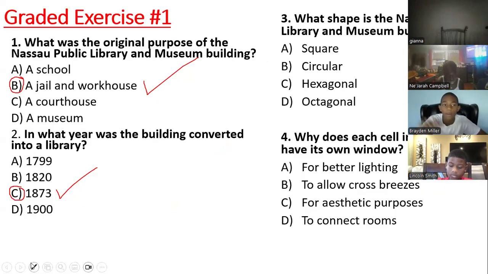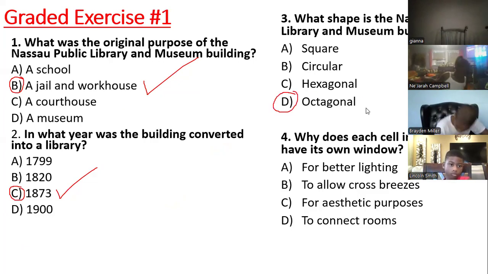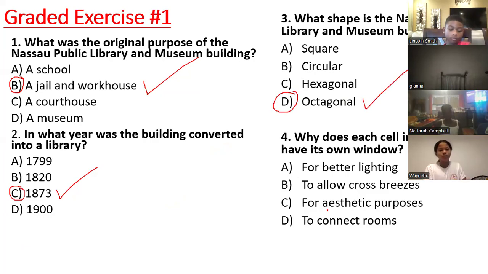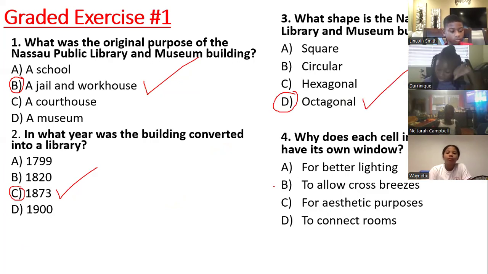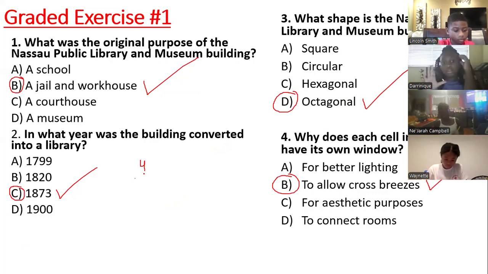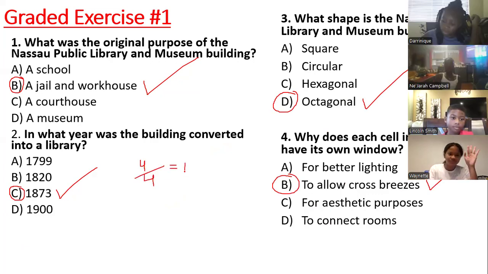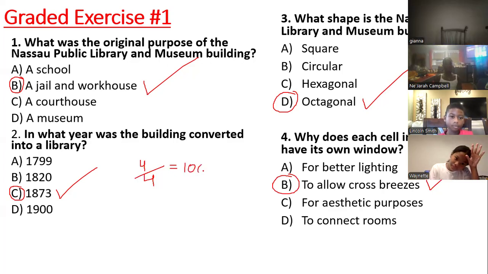Which shape is it? D, octagonal. Very good. Number 4, why does each cell in the library have its own window? To allow cross breezes. Very good. Anyone got all 4 out of 4? I did. Anyone got one wrong? I got one. I got 3 out of 4 because I didn't get to reach number 4.